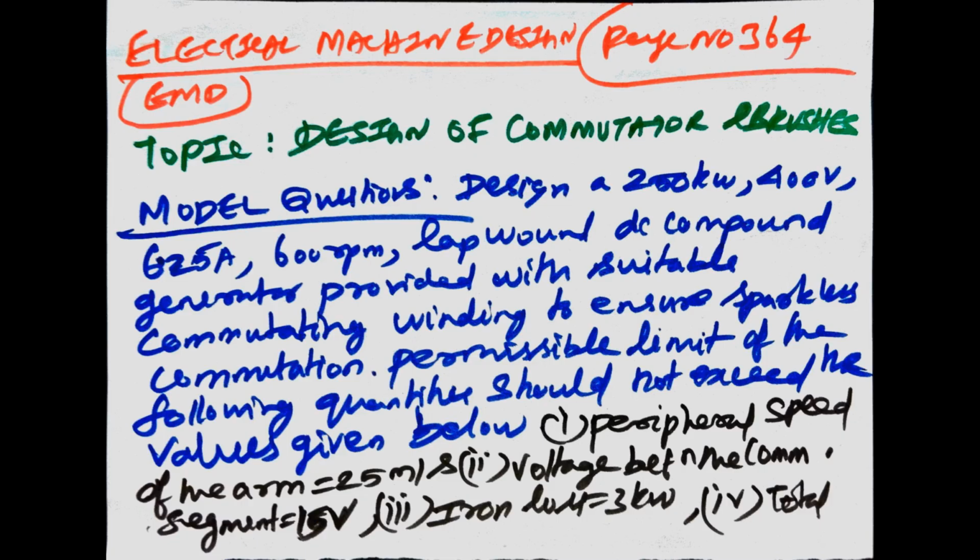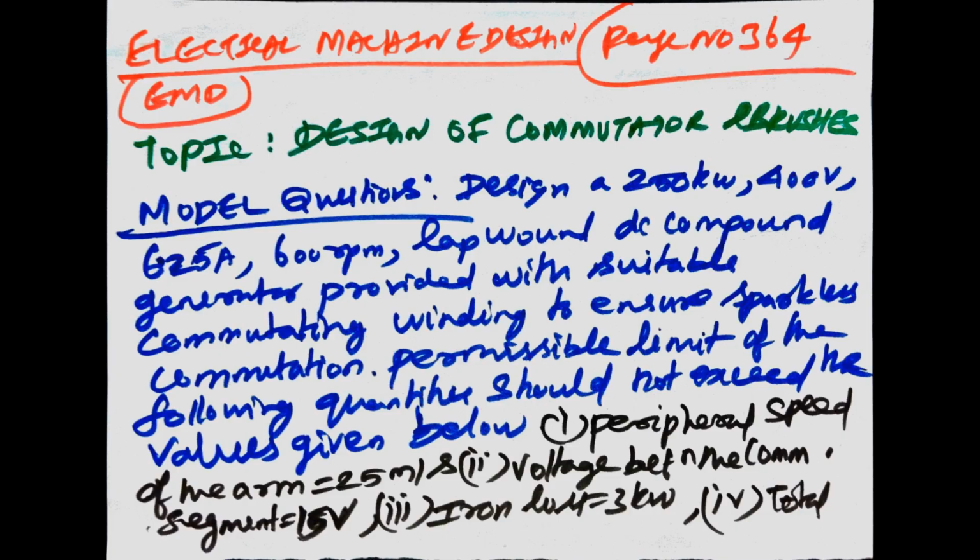Electrical machine design, EMD. Topic: design of commutator and brushes. Model question: design a 250 kilowatt, 400 volt, 625 ampere, 600 RPM lap wound DC compound generator provided with a suitable commutator and winding to ensure sparkless commutation.